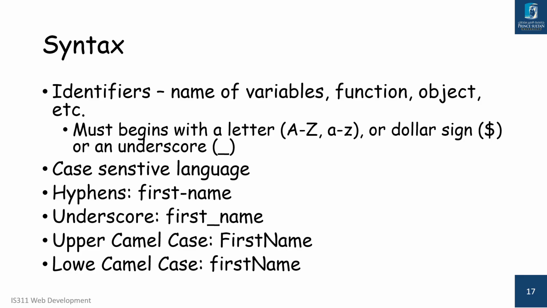Or we can use upper camel case. Normally we use this for class names. It always starts with a capital letter, and every other word in that name should be capitalized. The first letter is capital. Or we can have small camel case. Again, there are different ways to specify the identifiers. Whatever you like, you can use it.